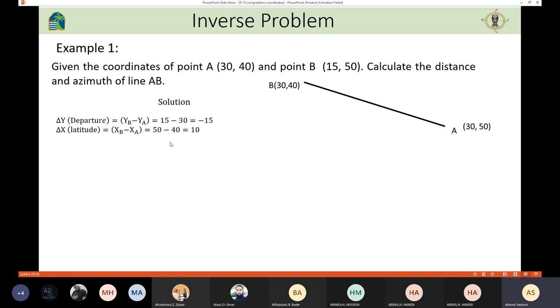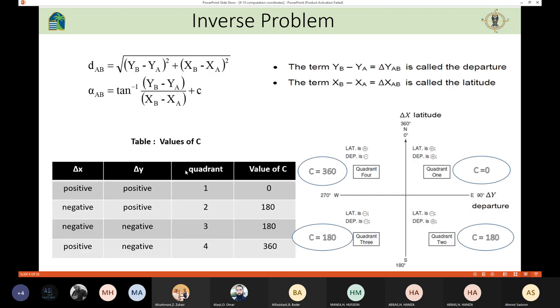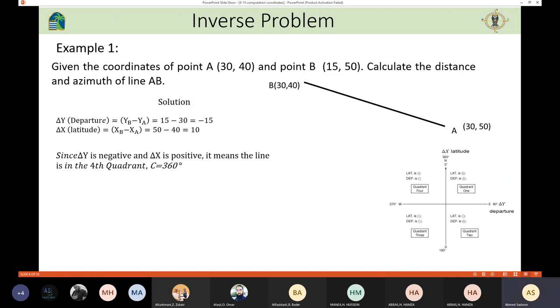The signs of the departure and the latitude are going to help us know the value of C and also the location of the line. So here the departure is negative and the latitude is positive. It means that the line is located in the fourth quadrant. And also remember, when we drew the line here, we already knew the location of the line. So it means that the location is correct. Since the departure is negative and the latitude is positive, the line is in the fourth quadrant, which means that the value of C here is 360. Also, it's written here. So now I know the value of C.